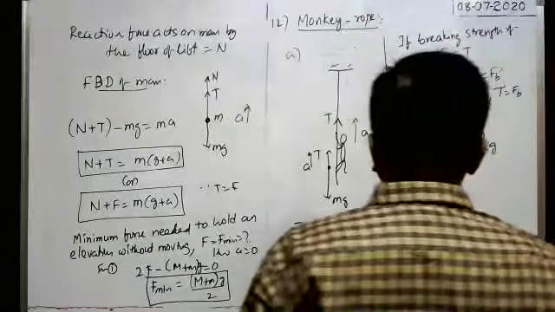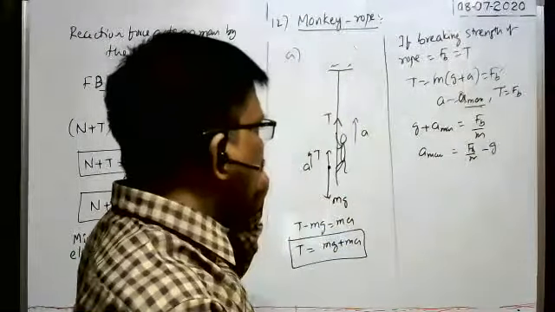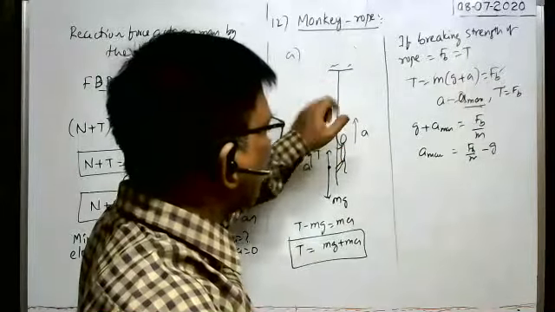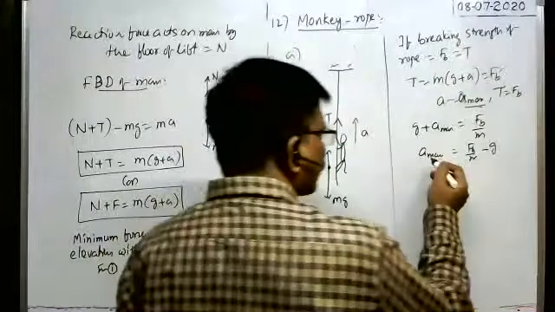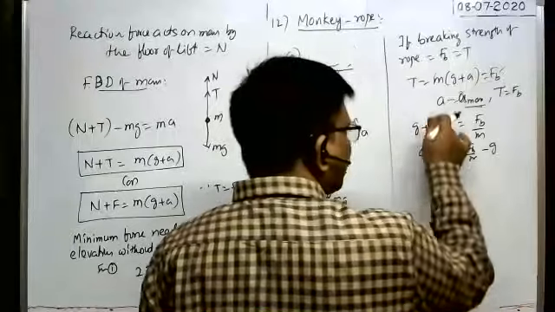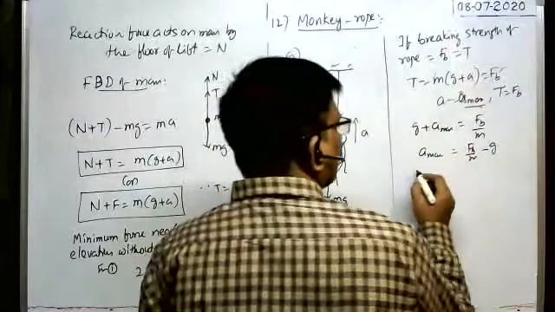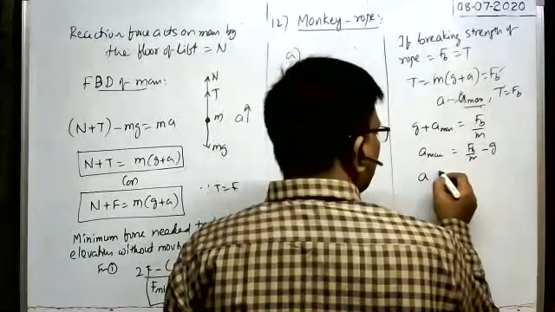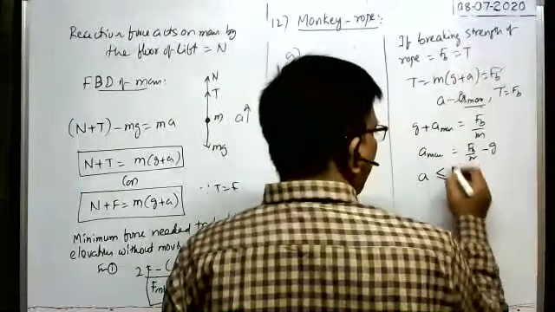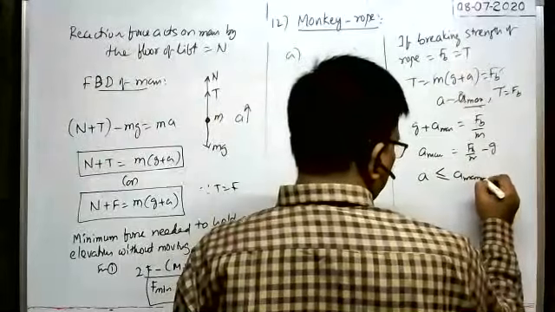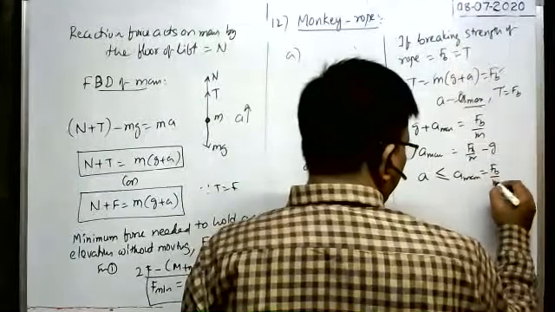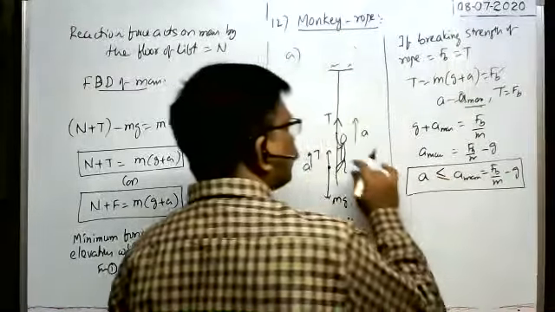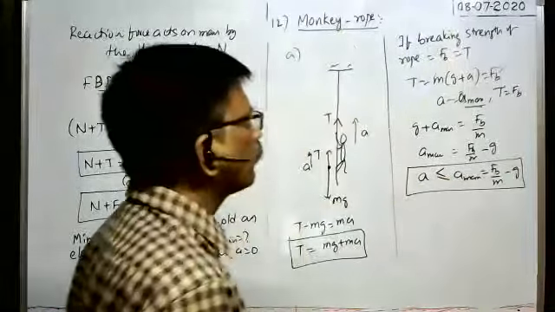So what is the condition for the monkey to climb with an acceleration so that the rope will not be broken? Maximum acceleration is this one. If it exceeds this acceleration, the rope will be broken. Or the acceleration of the monkey may be less than or equal to this maximum acceleration, that is, Fb by m minus g. So this is the condition for the acceleration of the monkey to climb without breaking the rope.